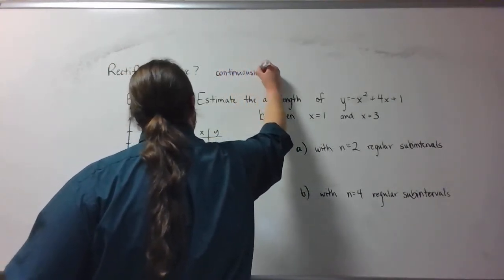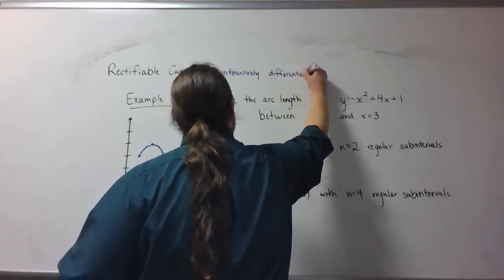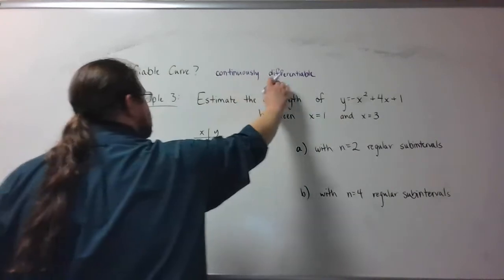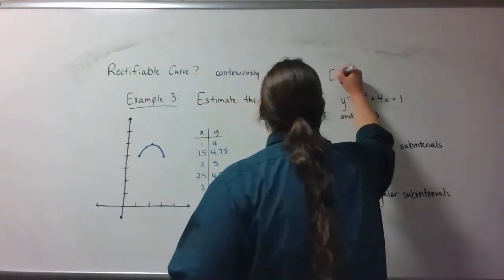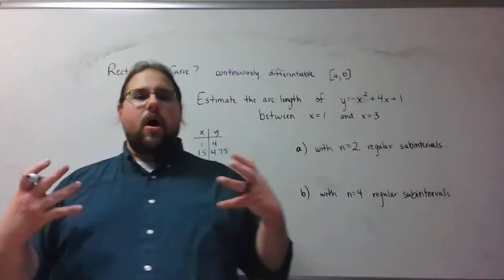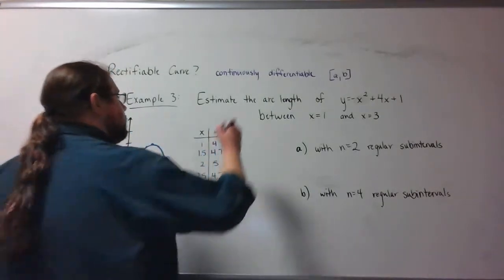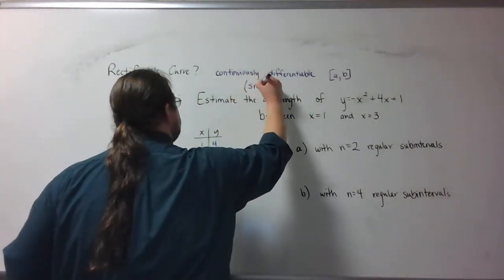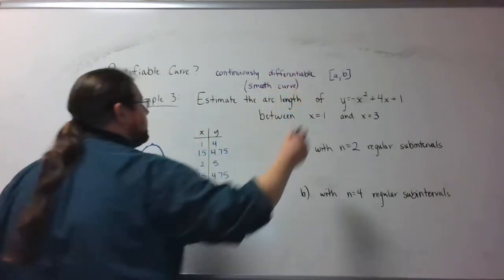What that means, hopefully you already know a little bit about it, is that it has to be, number one, continuous, and number two, differentiable over the entire interval that we're looking at. It doesn't have to be continuous or differentiable everywhere, but it needs to be on the interval that we're looking at. Another way we would describe it is as a smooth curve.